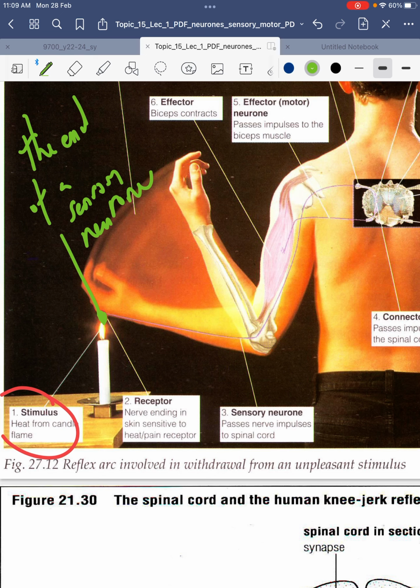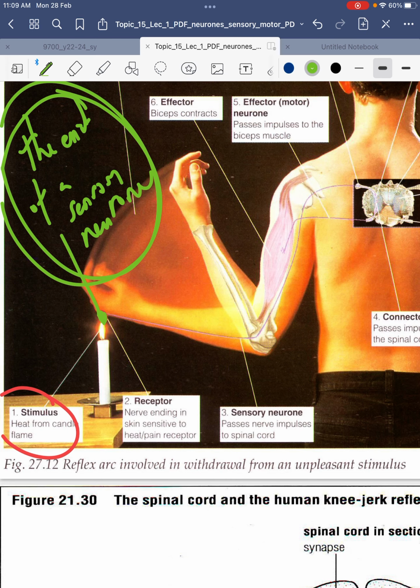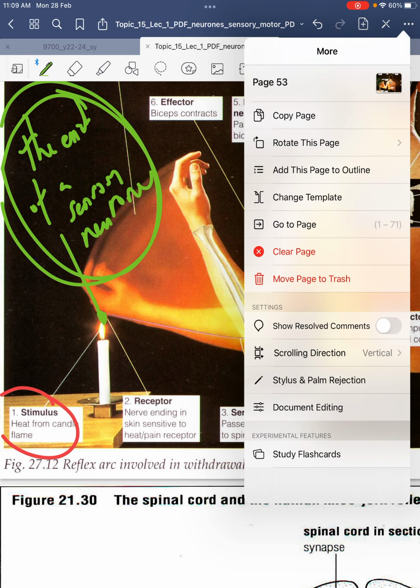So the end of a sensory neuron can be a receptor. Like in this case, normally with this type of receptor, like a heat or pain receptor, this is the end of a sensory neuron that acts as the receptor. I'll show you later on.